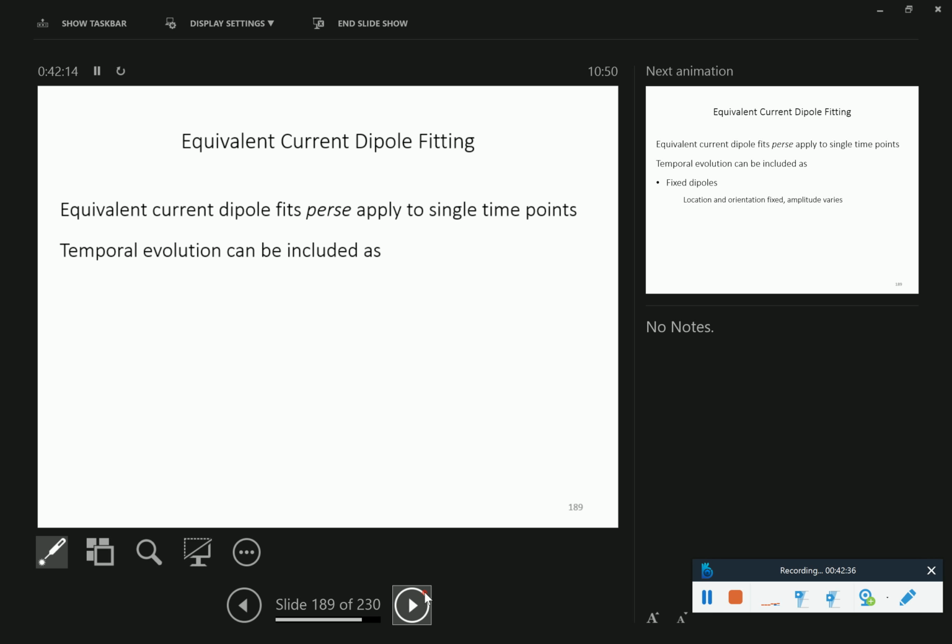And then the thing is, of course, that what I just explained to you was for a single time point. Are there questions about this fitting and single time points so far? No, it's too warm. But at least in the summer, we don't freeze in here.